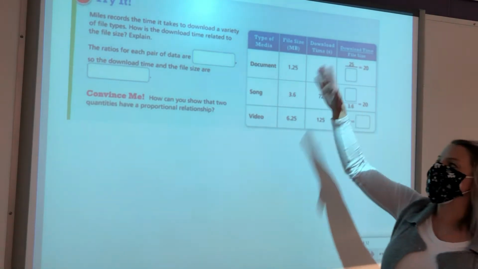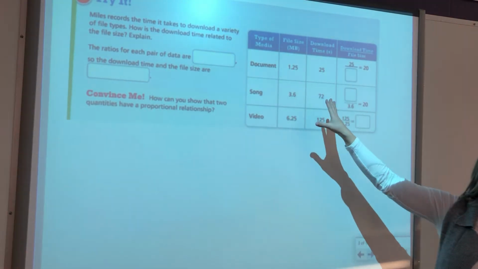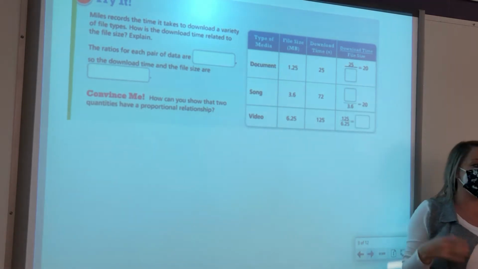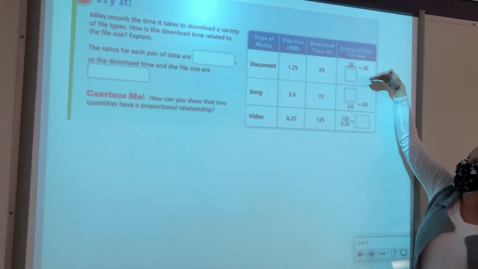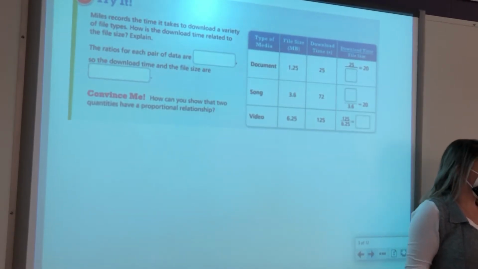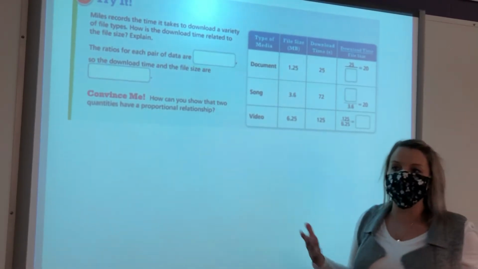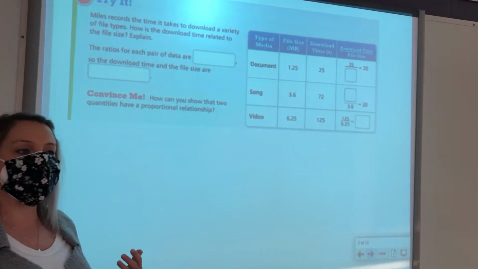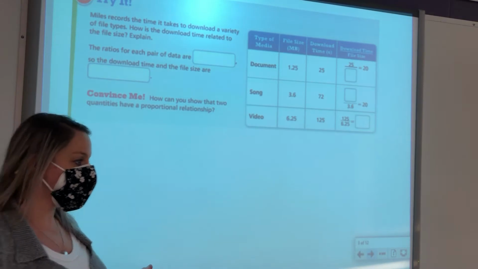We also did this, which was file size to download time. And we reduced all of these ratios to 20 over 1. Because they all reduced to 20 over 1, we knew this relationship was proportional. So it doesn't matter how large the file size is, it's always going to take 20 seconds to download 1 megabyte.